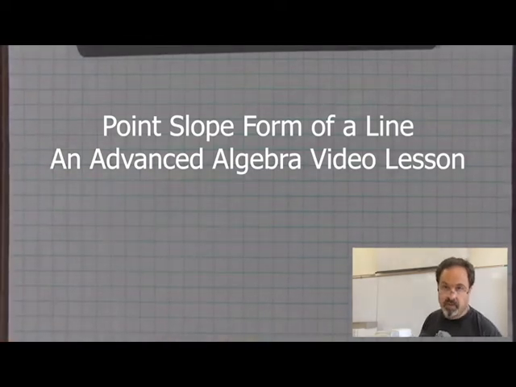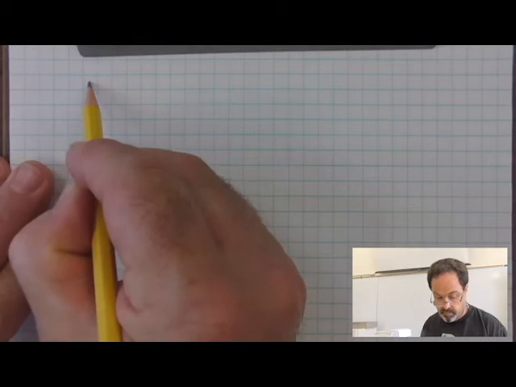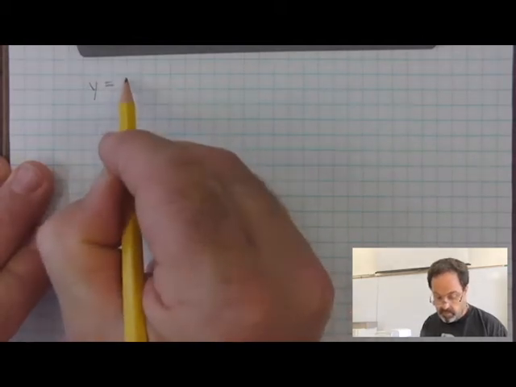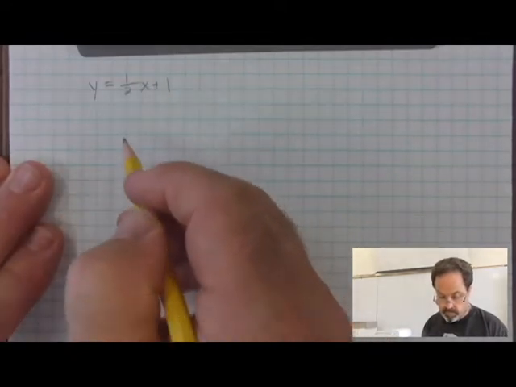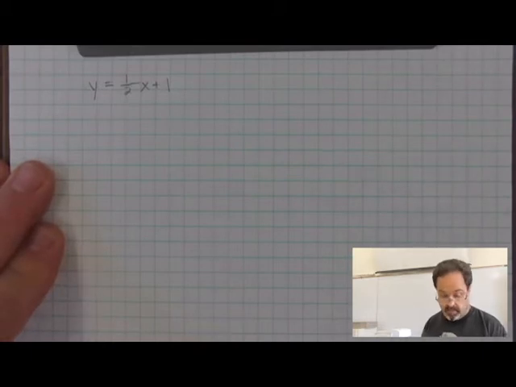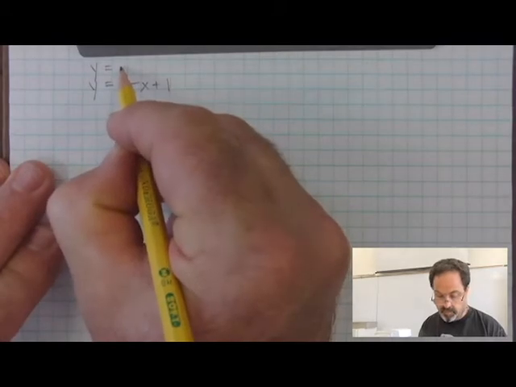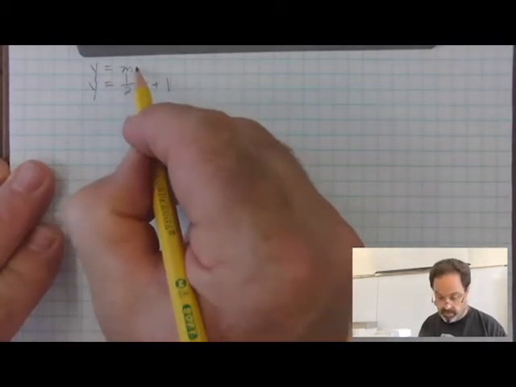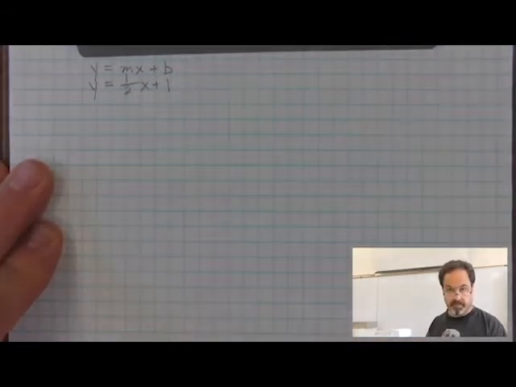This is a video lesson on the point-slope form of a line. We're going to start with something that is probably familiar, an equation in slope-intercept form: y is equal to 1/2 x plus 1. In general, slope-intercept form is y is equal to the slope m times x plus b, the y-intercept.